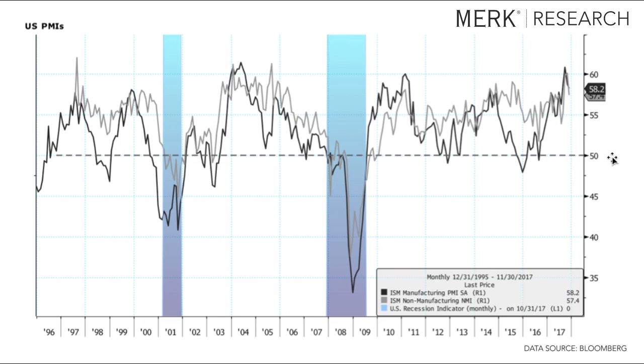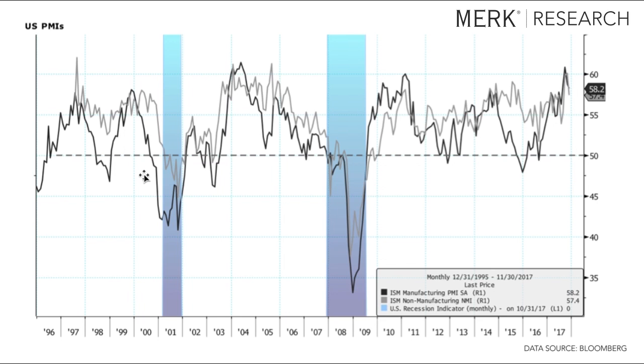There are two series here. The black line is the manufacturing PMI. The gray line is the non-manufacturing, or sometimes referred to as the services PMI. And with respect to the manufacturing PMI, that's thought to be probably the more important of the two and somewhat of a leading indicator as to what's going to happen with the services PMI and with the economy overall.